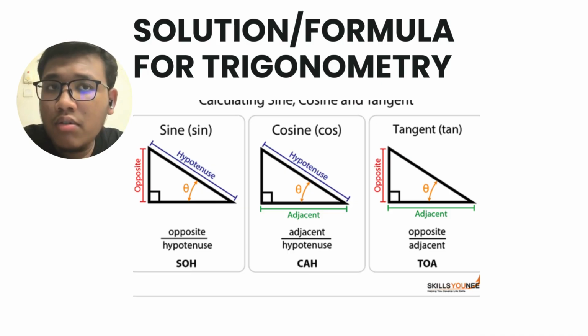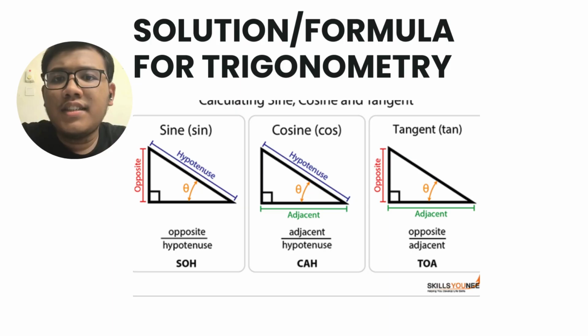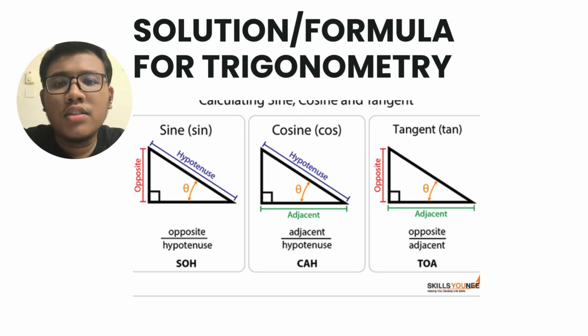Today I'm going to explain about the solution and formula for trigonometry. Let's check it out. This slide shows the fundamental formulas in trigonometry that help us relate the angles of a right angle triangle to the lengths of its sides. For Formula 1, called sine or SOH, sine of an angle, written as sin, is the ratio of the opposite side over the hypotenuse. Think of it as SOH, meaning sine equals opposite divided by hypotenuse.